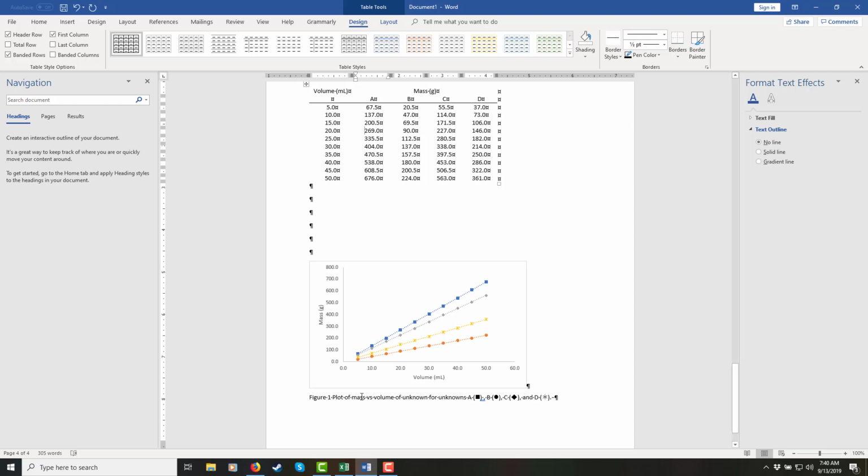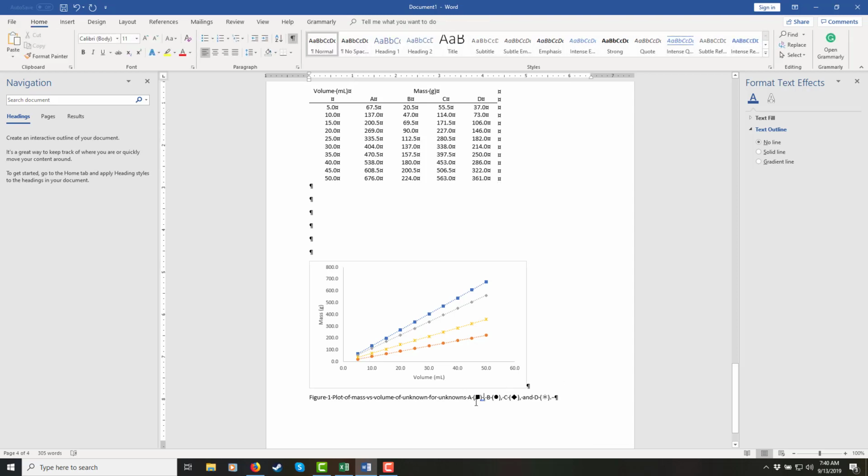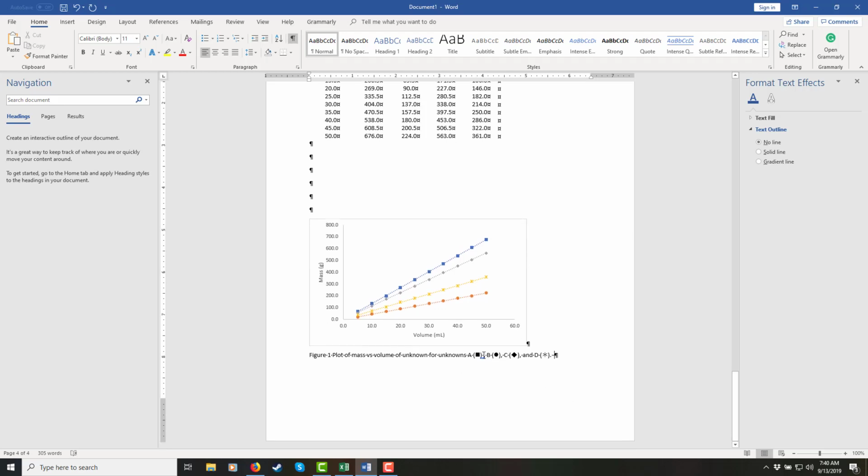Alternatively, plot versus volume information of unknown A. That's going to be a slope, unknown A. And then I could actually put the trend line information in here. And that might be there.